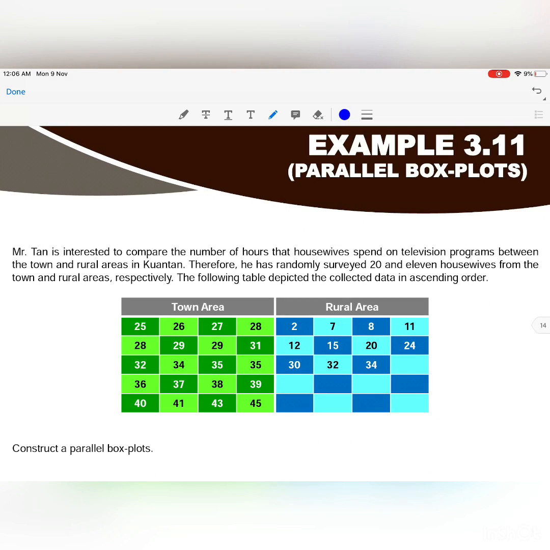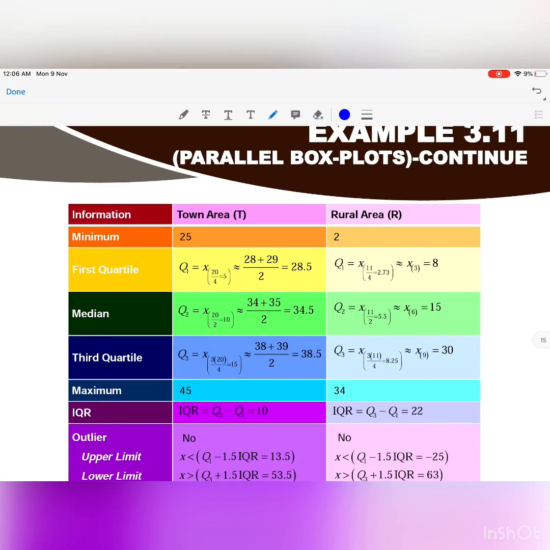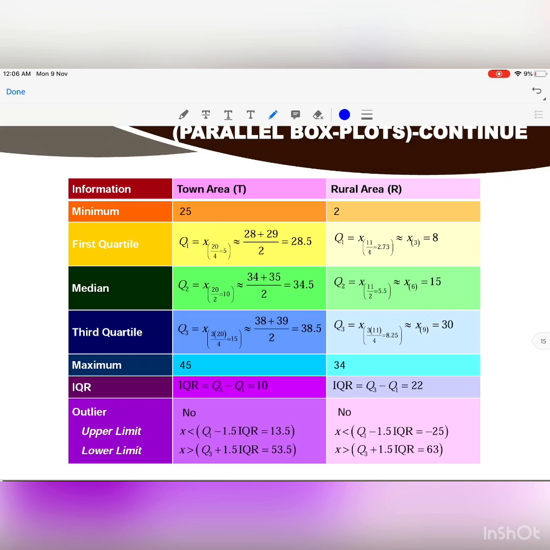So we also have example 3.11 here. Okay, parallel box plot. So what is a parallel box plot? Look at this one. A parallel box plot means that on one axis we have two box plots, two groups. It looks like a back-to-back stem and leaf plot, right? So we have only one stem but two leaves. For a parallel box plot, we have only one axis, but two box plots.